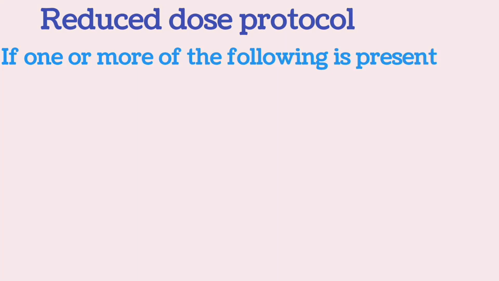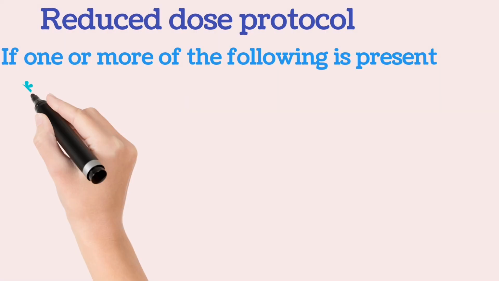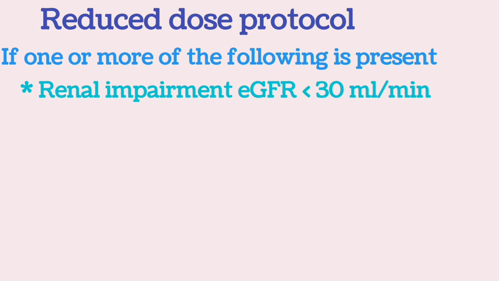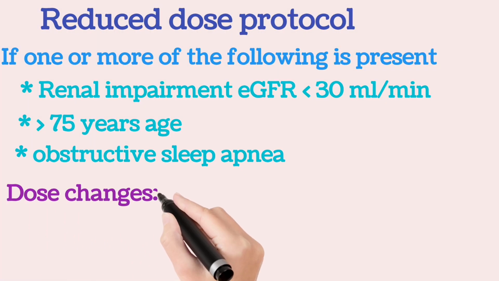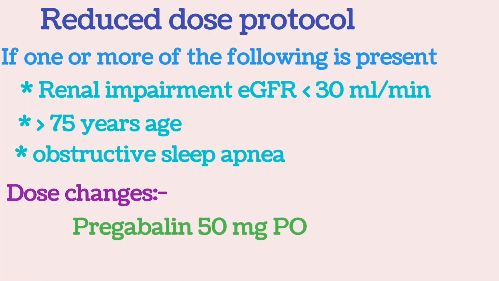If one or more of the following is present, then the reduced dose protocol should be used: renal impairment with eGFR less than 30 ml per minute, age more than 75 years, and history of obstructive sleep apnea. Here we use pregabalin and oxycodone at half of the normal standard dose. Other drugs like paracetamol, naproxen, and lansoprazole should be given at the usual dose.